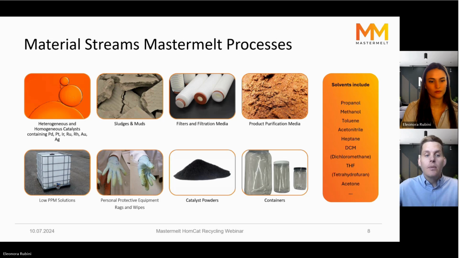And also, what's a good thing to look at is what about the containers? When you receive your fresh catalyst in from a renowned catalyst supplier such as Johnson Matthey, these can all be sent to us as well for cleaning out and for recovery.